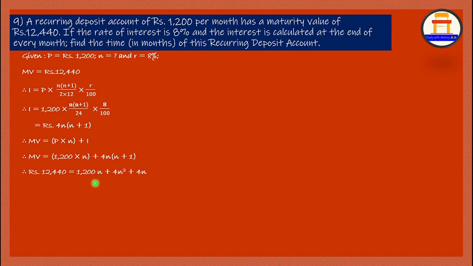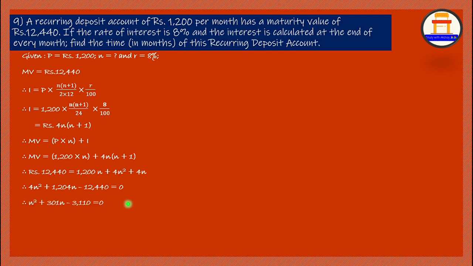So let's bring it to its standard form like this: 4n square plus 1204n. Why is it 1204? So basically, 1200n plus 4n gives us 1204n, and this 12,000 will be brought to the RHS with the sign changed, negative 12,000. So we have the quadratic equation over here.